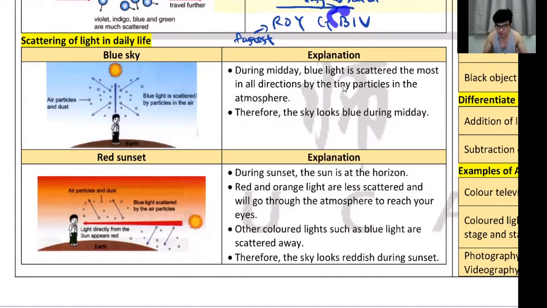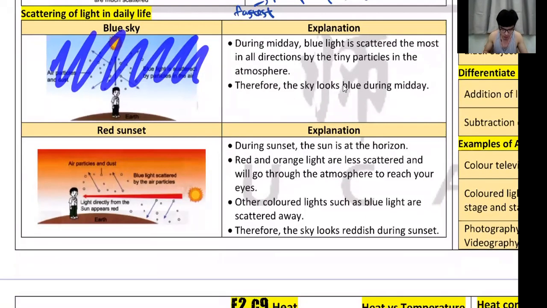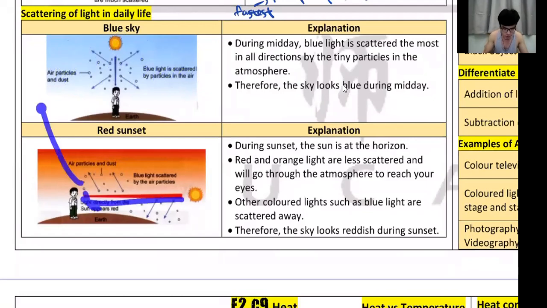There's no more blue for you to see because blue already scattered at noon. Now when you're very far away from the sun, blue is no more. There's no more blue. Okay, you might say, sir, you lie to me lah. Sometimes evening is still blue ma. Okay, then there's less scattering that day. Whether you have more light scattering that day, there's a lot of conditions.